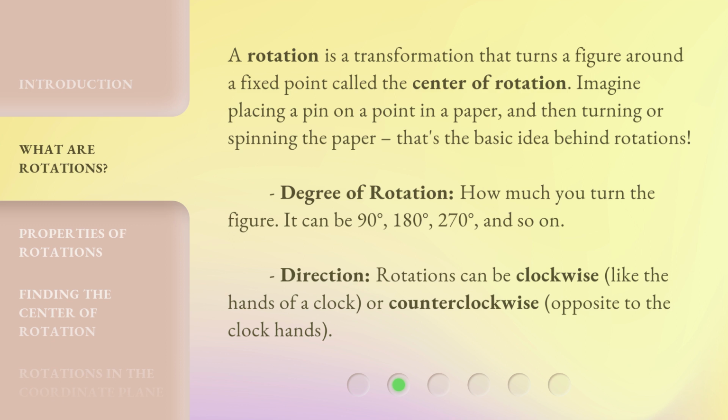A rotation is a transformation that turns a figure around a fixed point called the center of rotation. Imagine placing a pin on a point in a paper, and then turning or spinning the paper. That's the basic idea behind rotations.